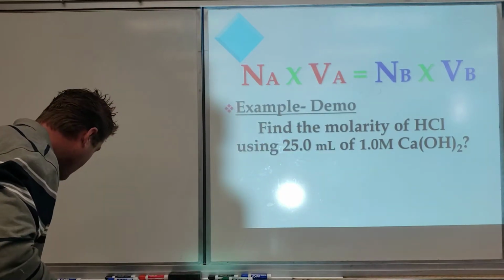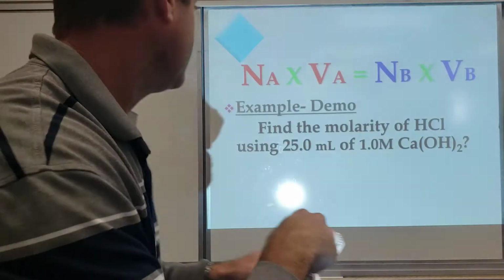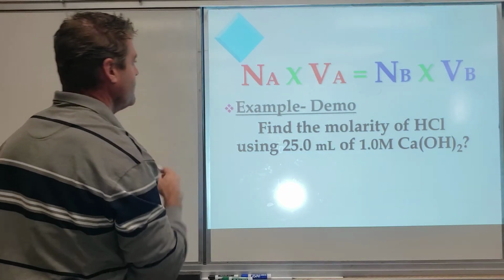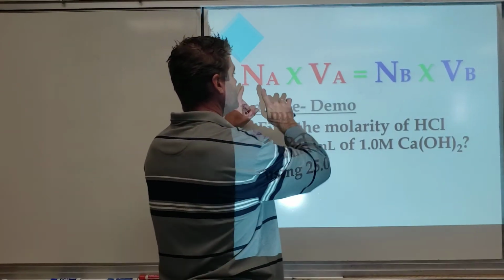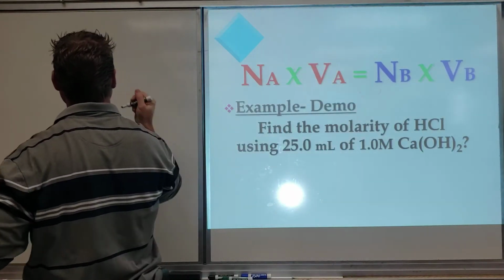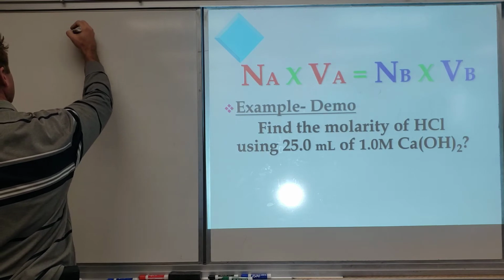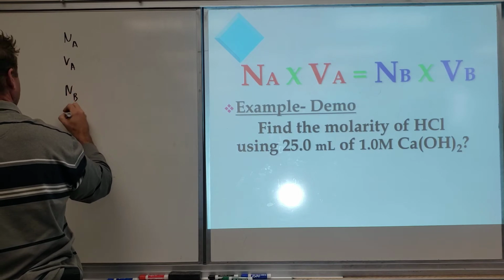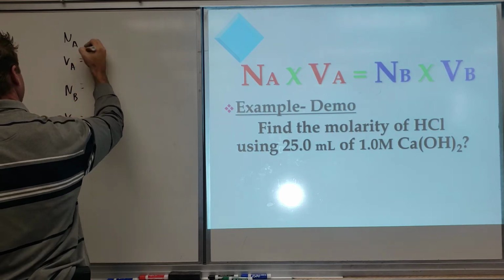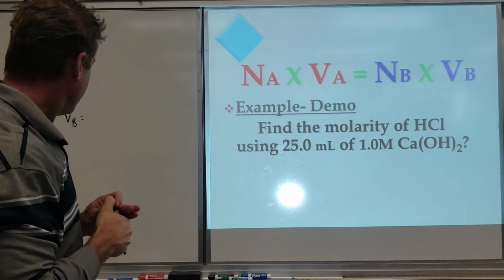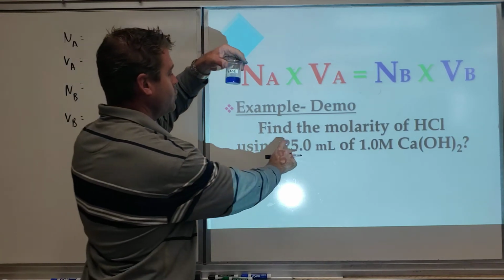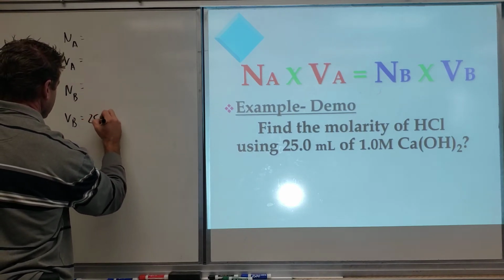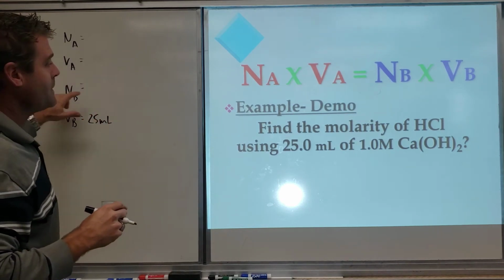Okay, so now, before we start our titration, let's just show you how we'd use the equation. You guys, just like with the dilution equation, we're going to list what we know. Okay. So I got Na, Va, Nb, Vb. So at this point, I know I have 25 milliliters of my base. That would be the volume of my base, Vb. The question is, do I know the normality of my base?